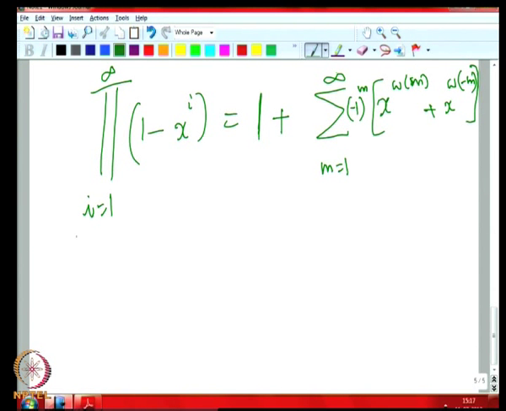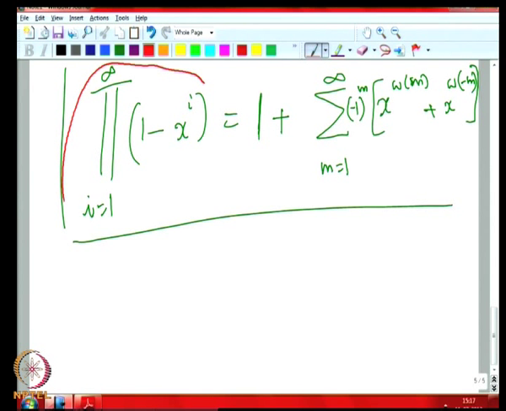This is what is Euler's identity, right. So, why do we get this thing? We get this thing because this stuff is familiar. What is that? It is actually the inverse of the generating function for the partition number.